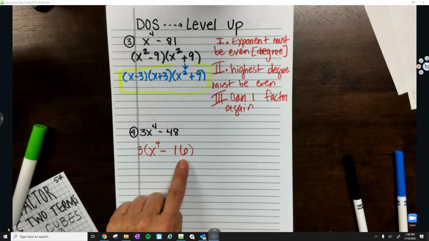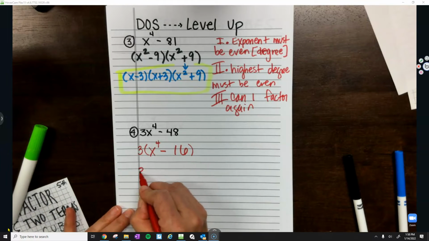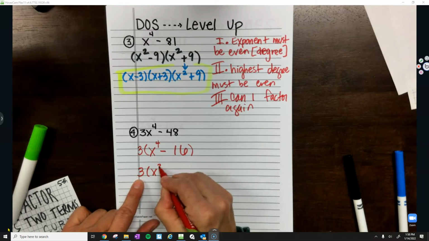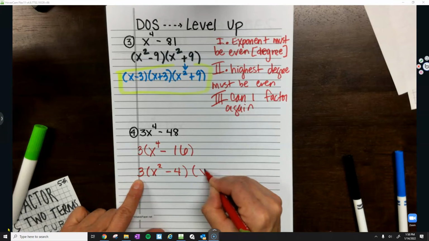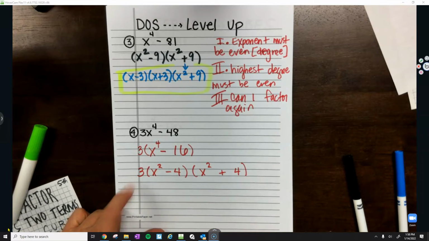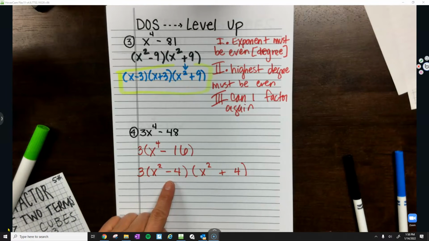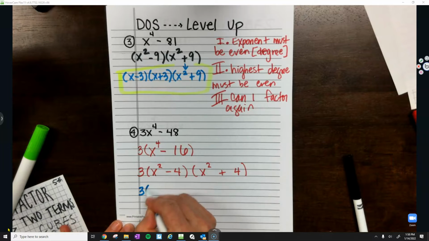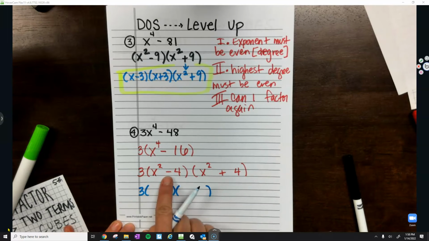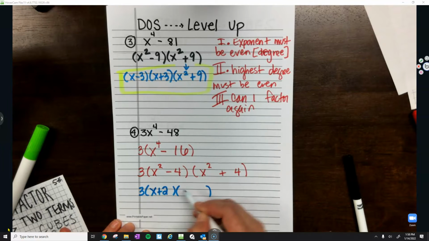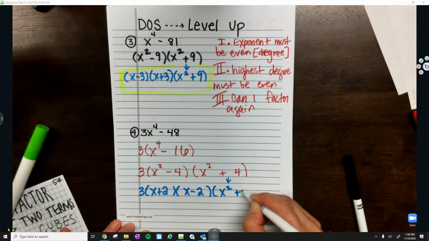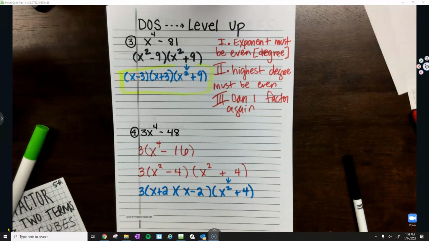4 times 4 makes a 16. We got to keep going. Recopy your GCF. Remember the GCF's in front of the parentheses. Split up your x's. And then again, guys, that's a difference of 2 squares. So you have to keep going. So let's recopy the 3. But remember, that gets broken up to an x plus 2 and an x minus 2. And remember, since that has a plus sign, that's already in factored form, so you just recopy it.